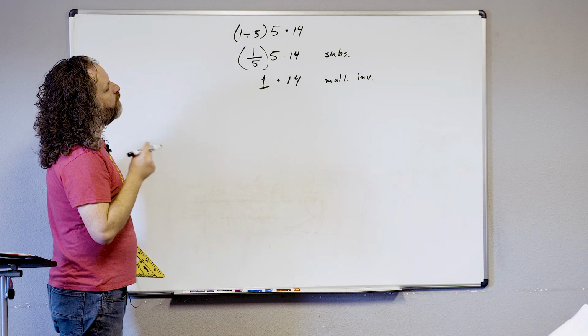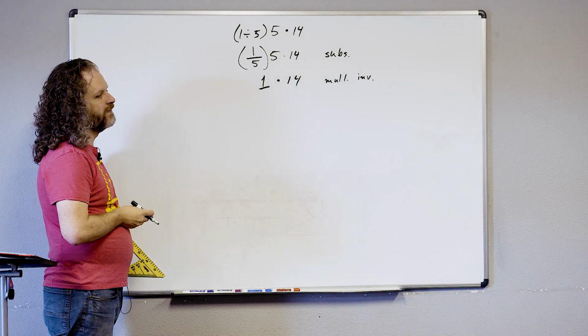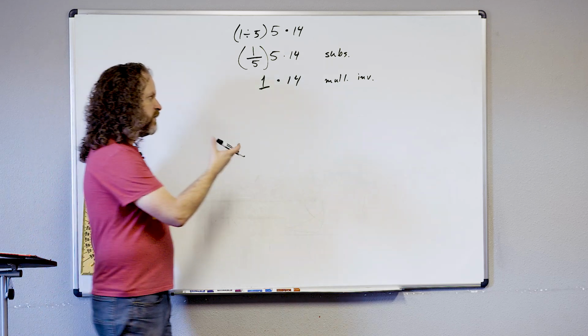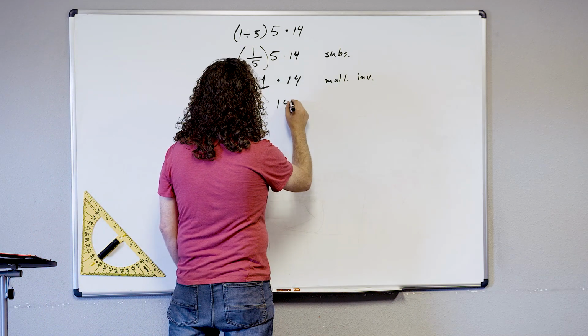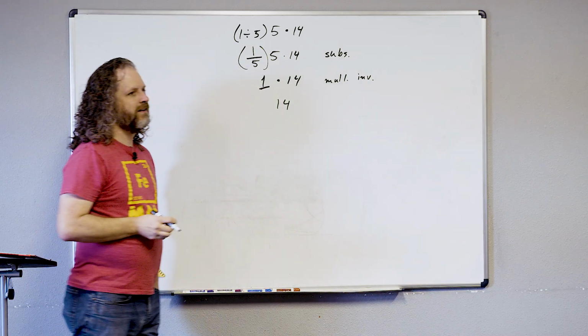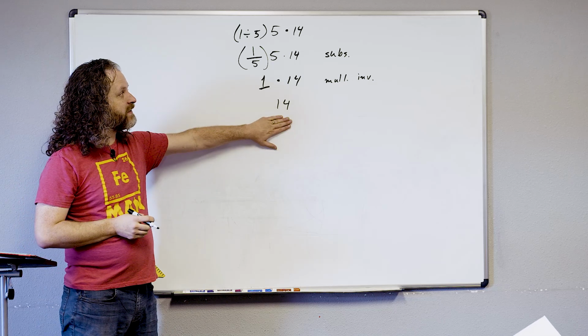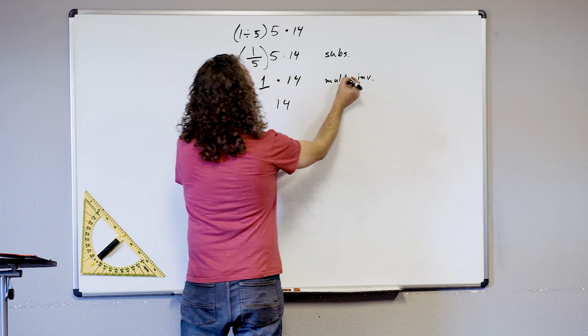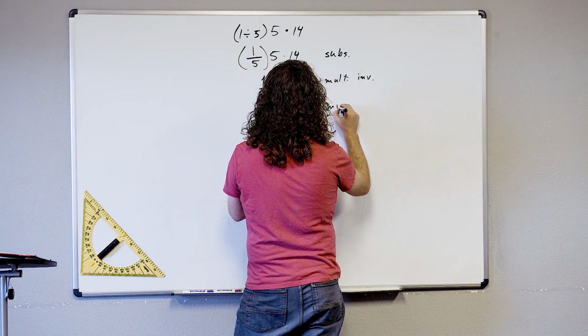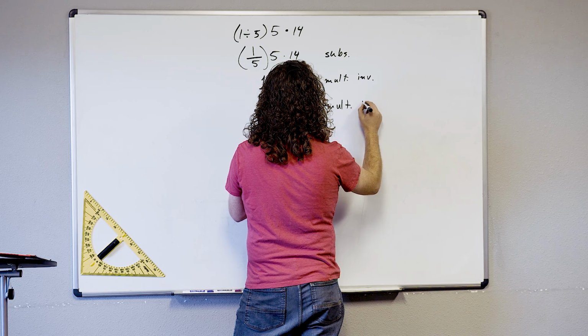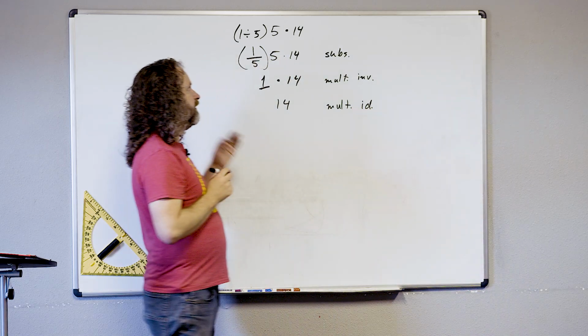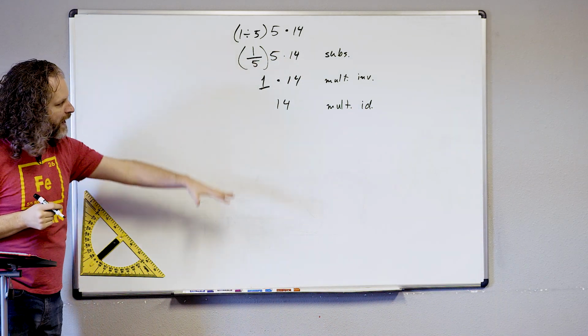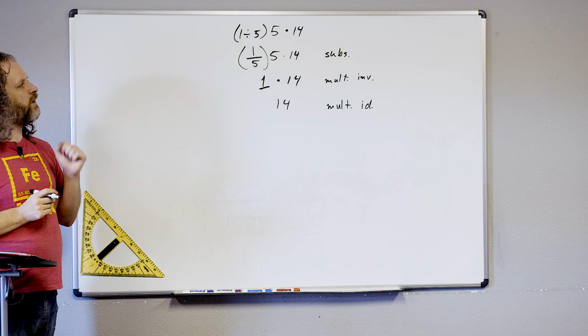Okay, so now what would happen? It is 14. And what property is that one? That's the one where we multiply it and it stayed the same. So what is that? Identity. The identity, that's right. Identity. There we go. So all of that is the answer. All of that.